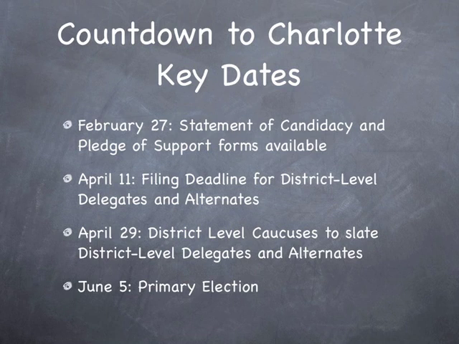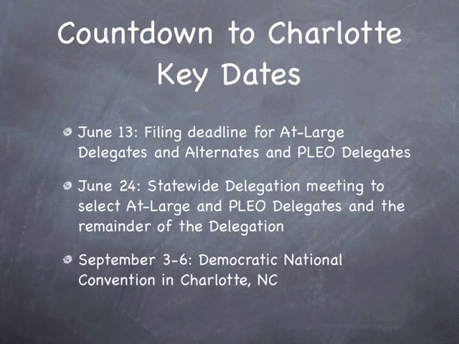June 5th, California's primary election. June 13th, filing deadline for at-large delegates and alternates and PLEO delegates. June 24th, statewide delegation meeting to select at-large and PLEO delegates as well as the remainder of the delegation. And of course, September 3rd through 6th, the Democratic National Convention in Charlotte, North Carolina.